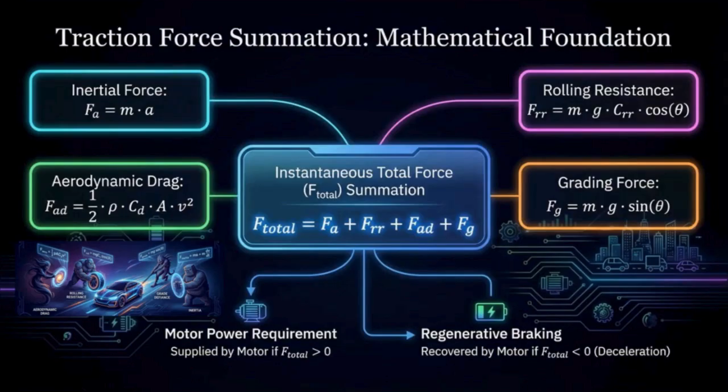Together, these four villains combine into one total force. Total force equals mass times acceleration plus rolling resistance plus aerodynamic drag plus grade force. Every second on the road is a battle. From the EV's point of view, this is not just physics. It is a constant fight against drag, resistance, gravity, and inertia. And the mission is clear. Overcome them all and keep moving forward.